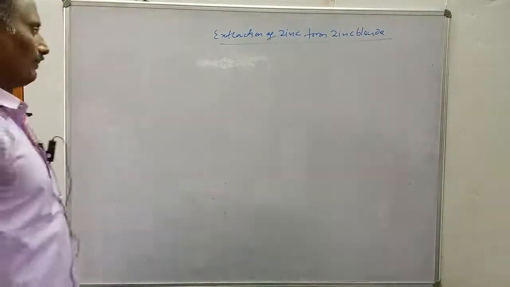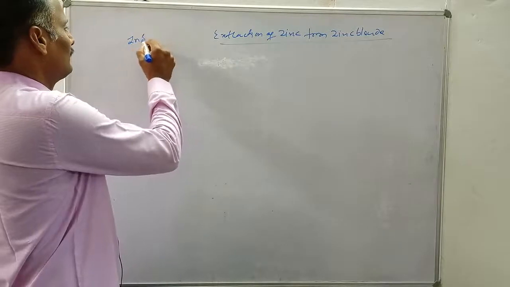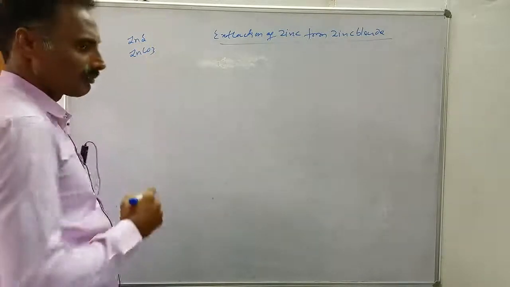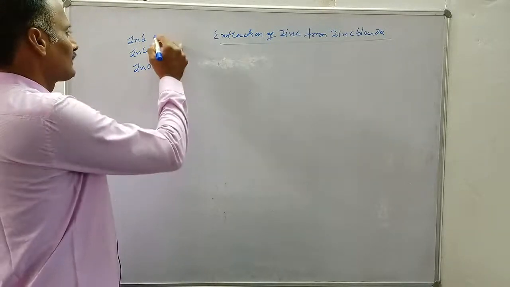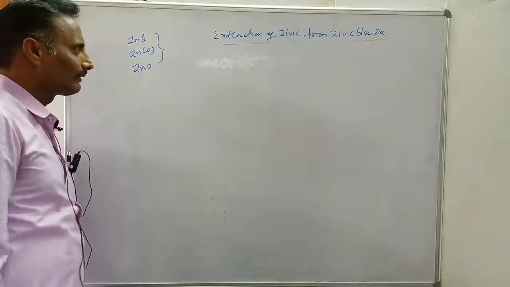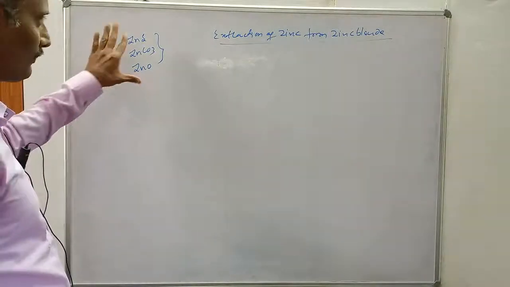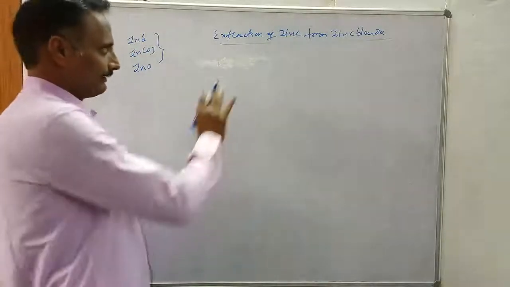You know very well about the minerals of zinc. The mineral of zinc is called zinc blende, ZnS. Another is calamine, that is zinc carbonate. Another is zincite, which is zinc oxide. These are the different types of minerals or ores which are used for the extraction of zinc.